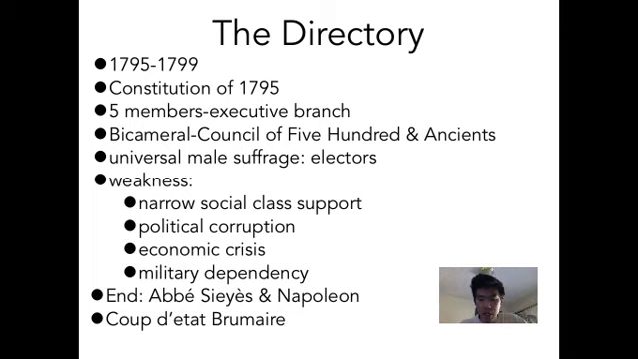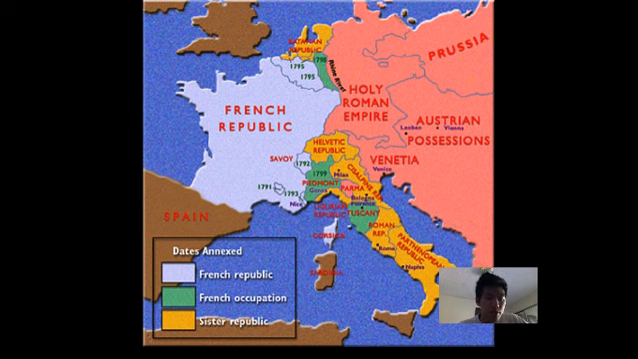Okay, all right, so that's pretty much it. Here's a map of the lands that were gained throughout this time under the Republic from 1792 to 1799.